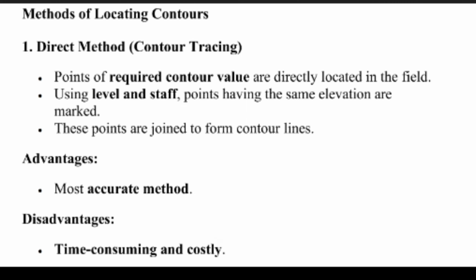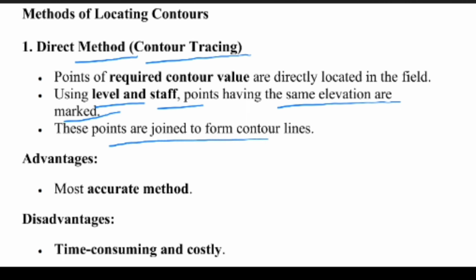See, for the method of locating contours, there are different methods: direct and indirect. The direct method is also called contour tracing. In the direct method we take the contour values and locate them in the field with the help of a level and staff, marking points of the same elevation. As in the diagram shown above, those points you have to join. That is called the direct method.